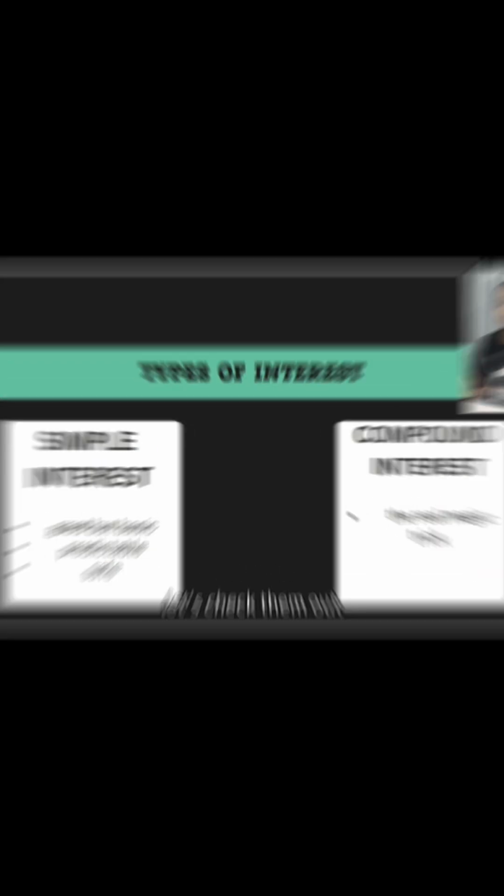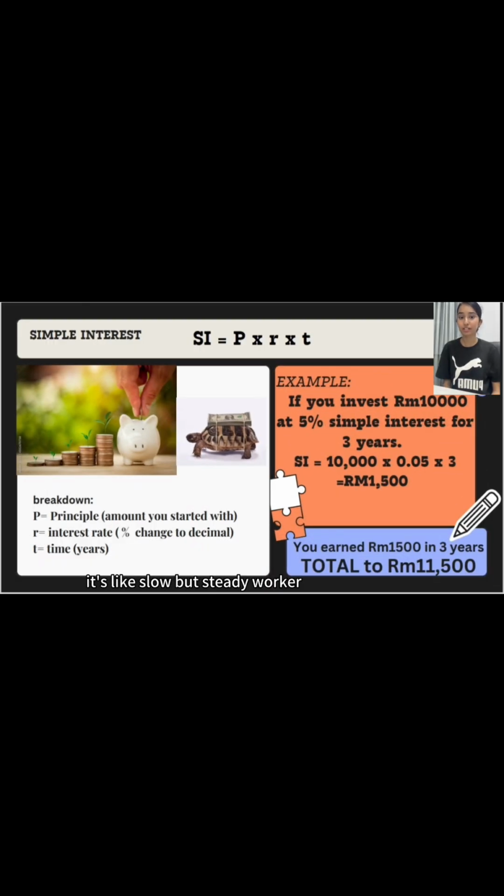Let's check them out. First, we have simple interest. It's like a slow but steady worker. It's predictable, safe, and gets the job done. The formula is simple, just like its name. Simple interest equals P times R times T. Let's break it down. P equals the principal, which is the amount you started with. R is the interest rate, percentage changed into decimal, and T is time in years.